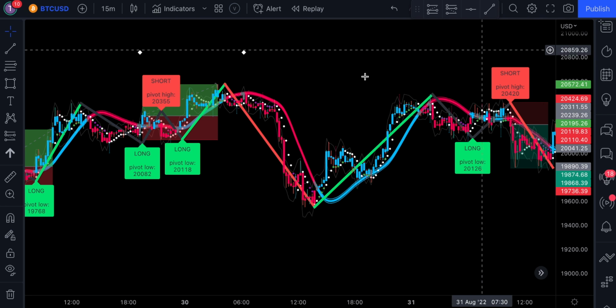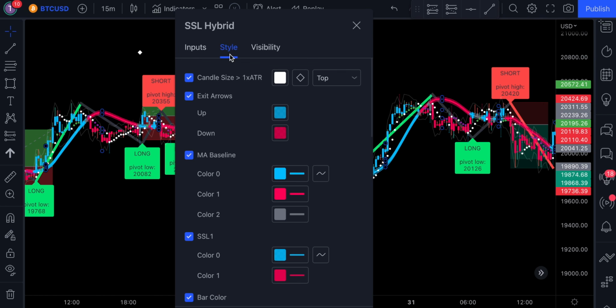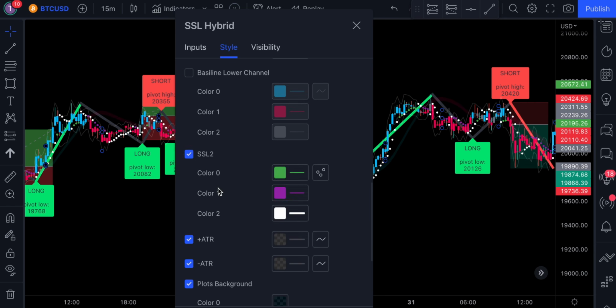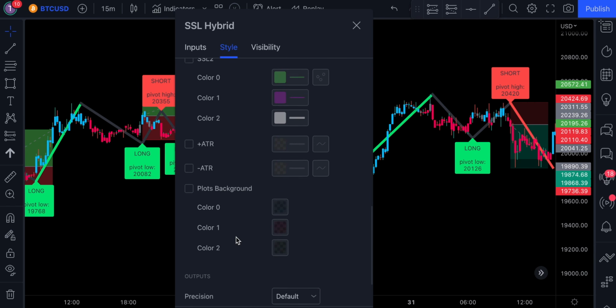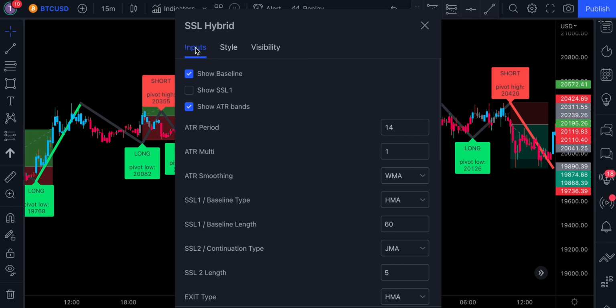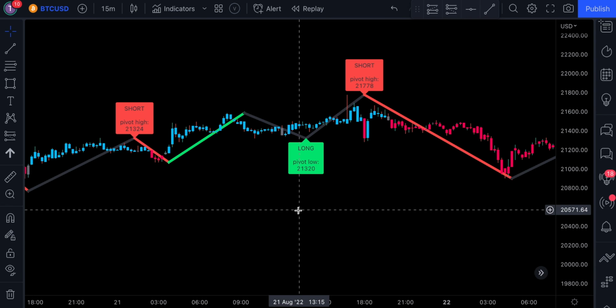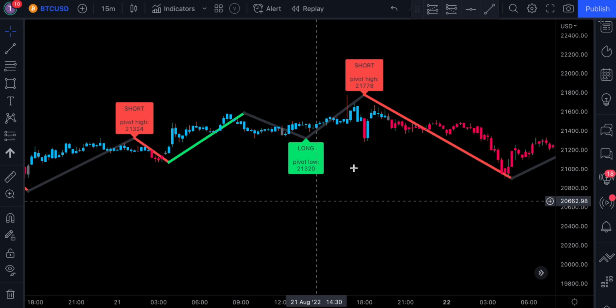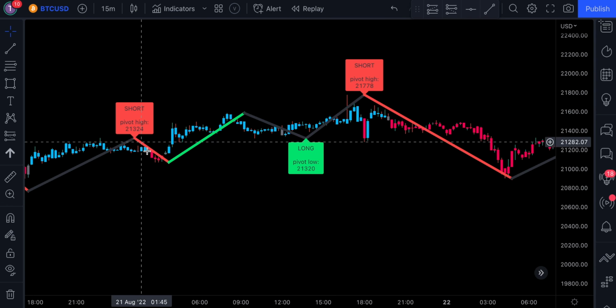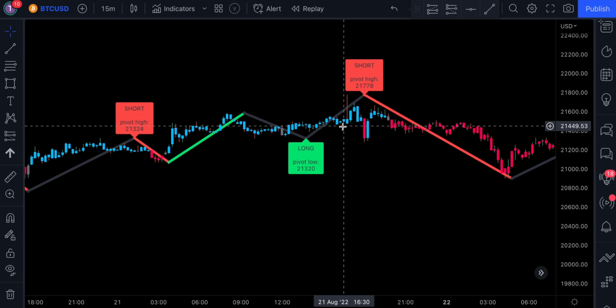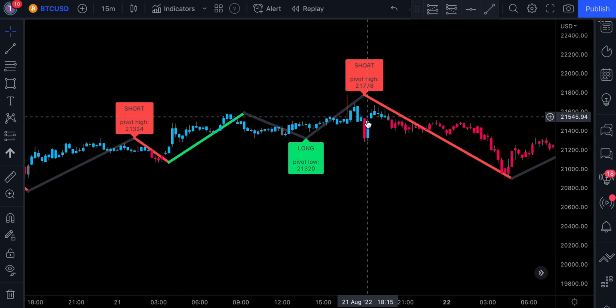Now let's head over to our indicator settings. And in the style section, let's disable everything except for these bar colors. In the input section, we want to change the baseline length from 60 to 200. This indicator will help us identify the overall trend direction so that we're not taking the positions that go against the prevailing trend. So we're only going to be taking long trades when the bar colors are blue, and for short signals to be valid, the bars must be red.